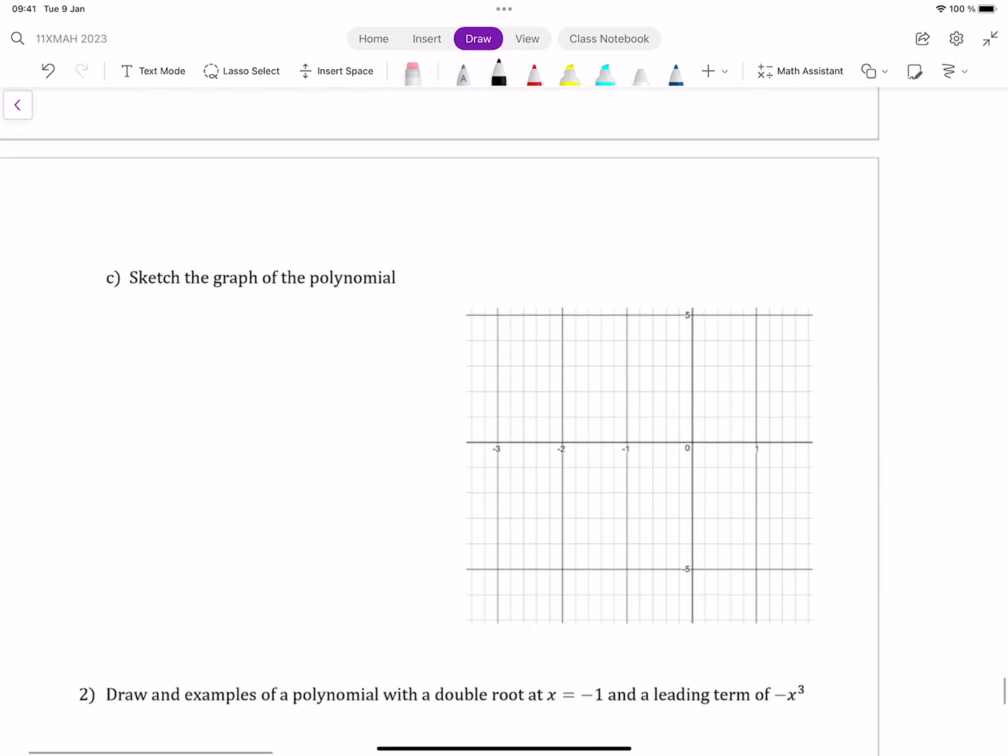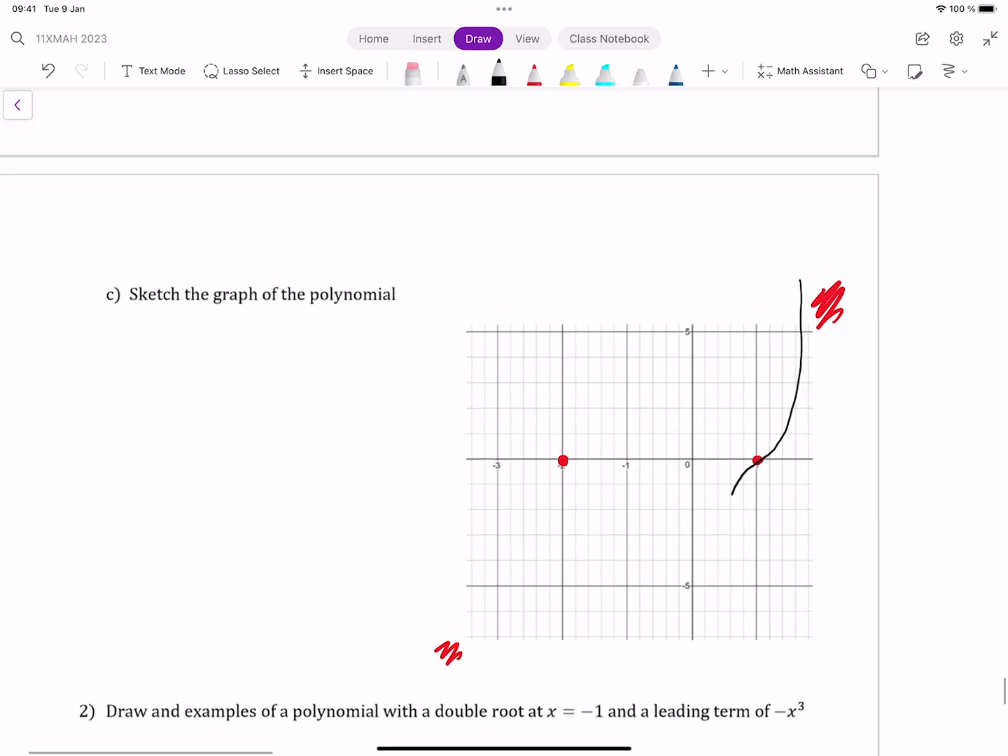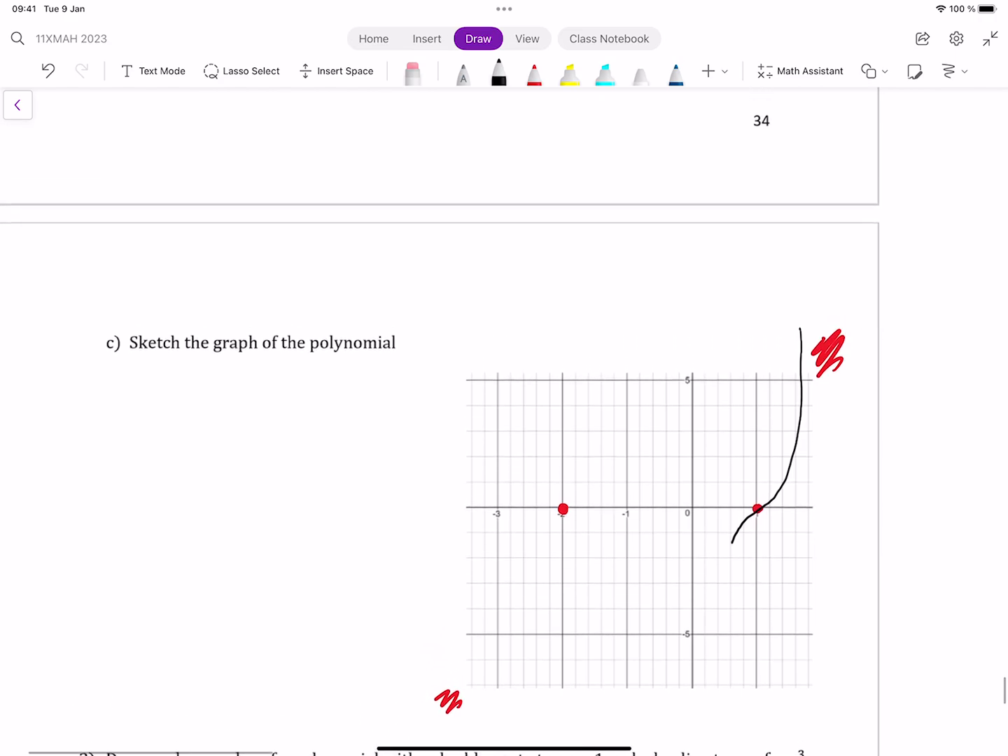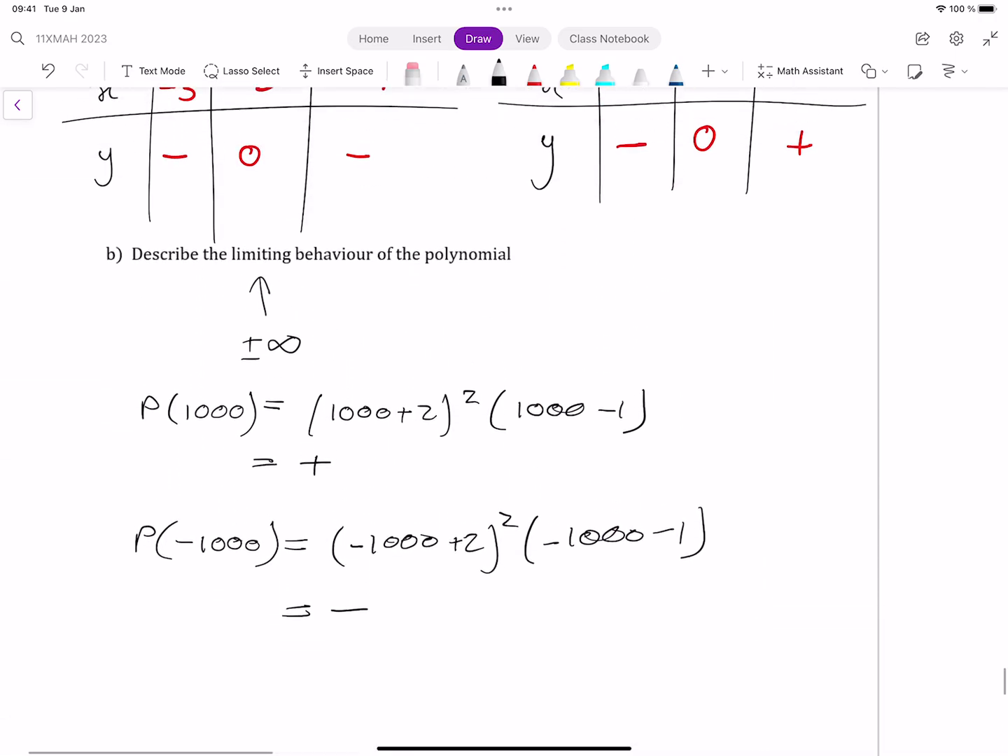Okay, so sketch the polynomial. We're going to graph our roots of minus 2 and 1. Now we know that it has to start up here because the limiting behavior of the polynomial is as x goes towards infinity, as x gets larger, your y is a positive value, and it has to end down here. So your graph has to start up here, it has to go through 1, and it has to do that little squiggly line.